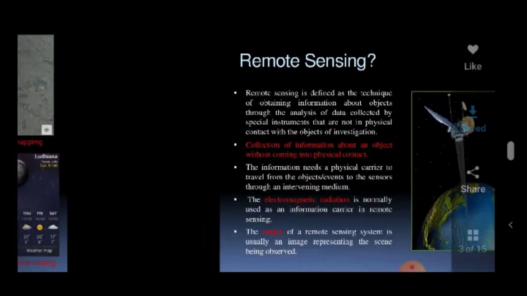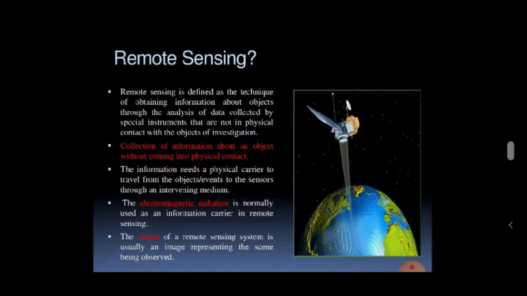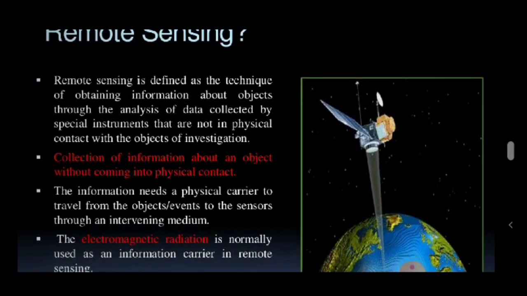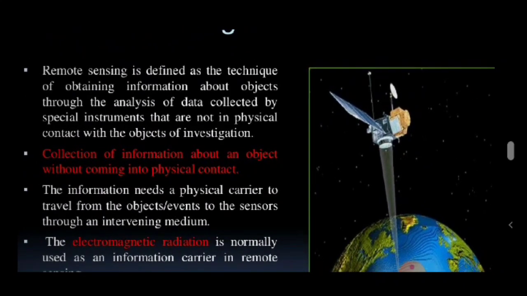So, what is remote sensing, you may wonder. Simply, remote sensing can be defined as a technique or a science of obtaining information about objects through the analysis of data collected by special instruments that are not in physical contact with the objects of investigation. Simply, remote sensing is acquiring data from an object or surface which we can't physically contact. No physical contact means without touching.